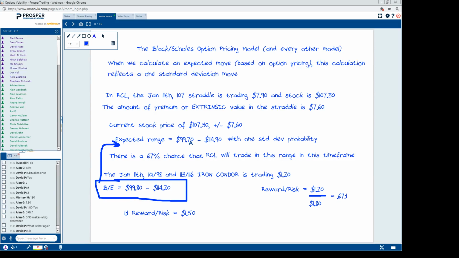If we're going to take less risk, meaning that for some reason we were going to get enough credit where the break evens would be outside of the expected range, then we would be willing to accept less reward because we'd be taking less risk. But when we're comparing the reward to risk based on break even of an expected range, that is what we look for.